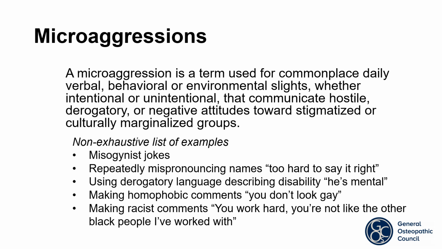Another example that is quite common potentially is repeatedly mispronouncing names because they are too hard to say right, or giving someone a nickname because it's much more common in the UK to be using that name than the name of that person. Another example is using derogatory language describing disability. For example, it's mental, it's bonkers, where a psychological or a psychiatric disorder is used to describe someone.